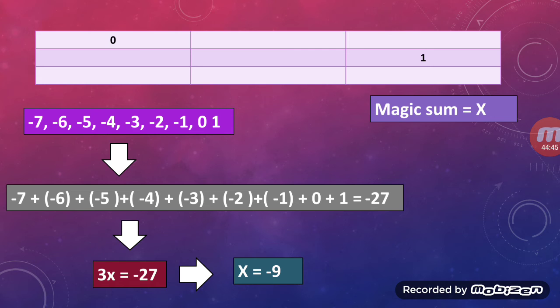Now that we have our magic sum number, we have to place the numbers in a way that the horizontal, the vertical, and the diagonal all equal that sum number. So the numbers have to be placed in ways that all the directions will work. Now, there is no clear, easy method to get through this. It's a matter of trial and error.